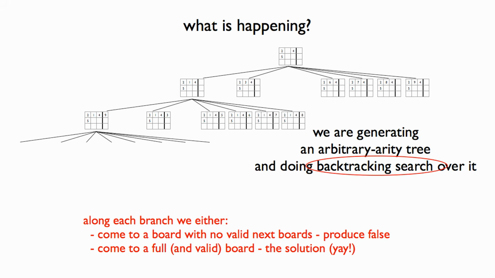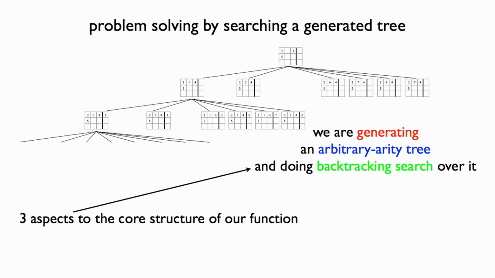Or we're going to come to a board that's full. Now, because of the way we're generating the tree, where we immediately throw out invalid boards, if we come to a board that's full, then it's a solution. Because we only add valid boards to the tree. We immediately throw out invalid boards. So if we come to a full board, we know it's valid, that's the solution, yay, we produce that. So we're going to generate the tree and keep walking down the branches, sometimes backtracking by producing false, and hopefully at some point finding the answer we want.